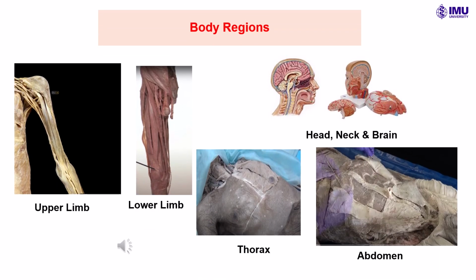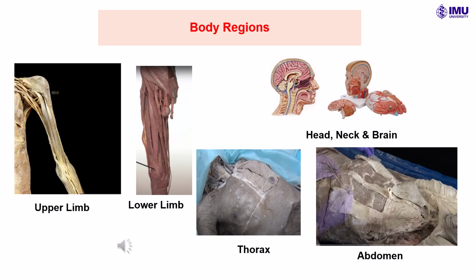Gross anatomy of the human body is sometimes taught to students as per specific regions: upper and lower limbs, head, neck and brain, thorax and abdomen. Upper limb and lower limb. As you can see on the left side, the first picture shows a dissection of the muscles and nerves of the left upper limb. Next to it is the picture showing a dissection of the muscles and nerves of right lower limb.